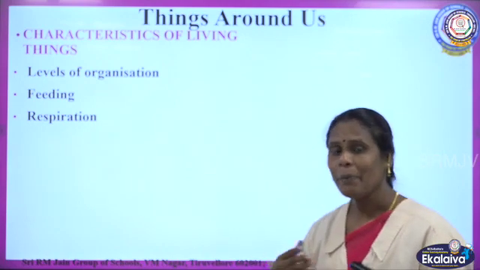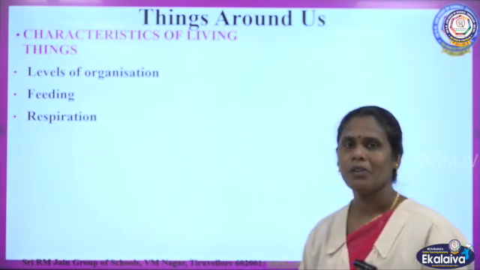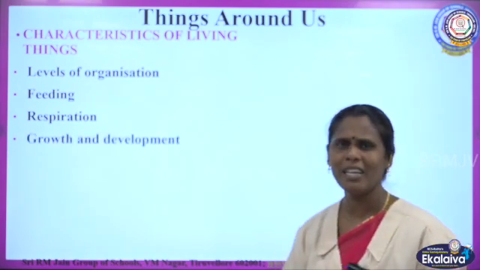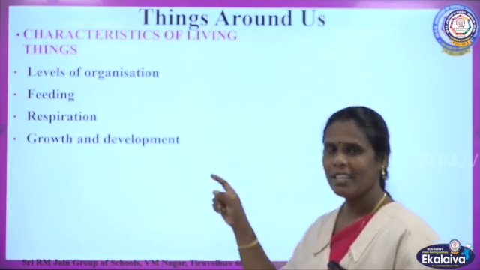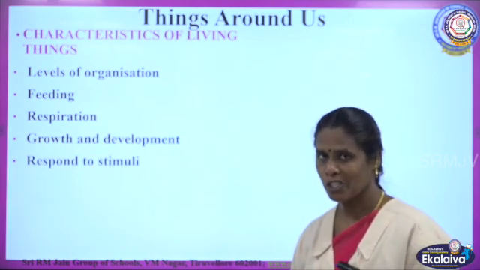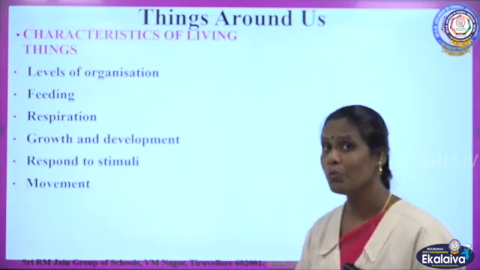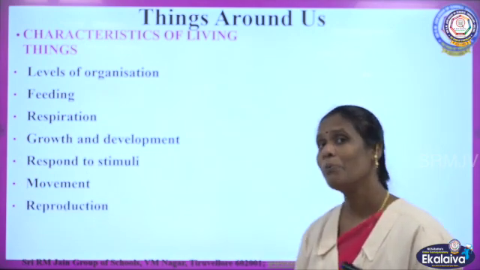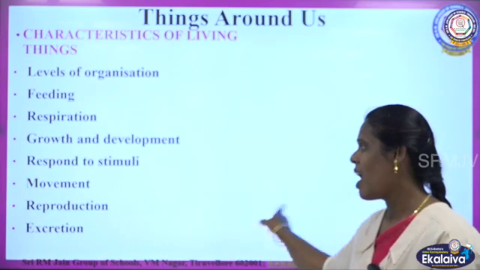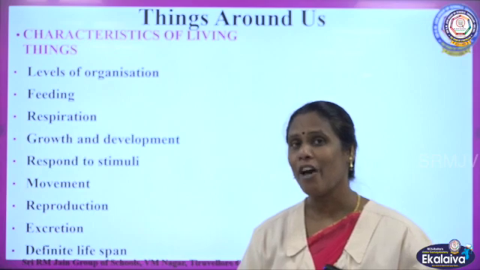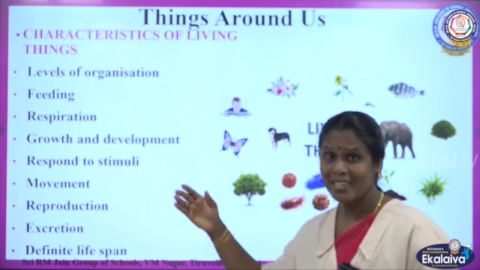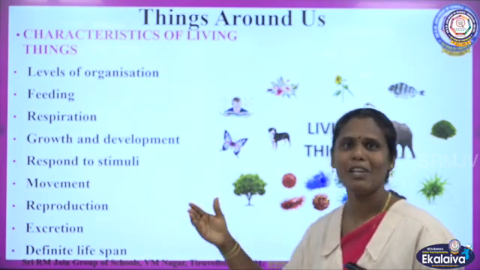Here, the remaining characteristics we are going to discuss today. What are the remaining characteristics? Living things grow and develop. Living things respond to stimuli. Living things move. Living things reproduce. Living things excrete their waste. And living things have a definite lifespan. Now, we are going to discuss the remaining characteristics one by one.